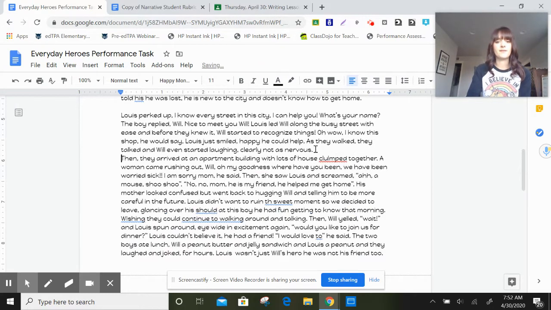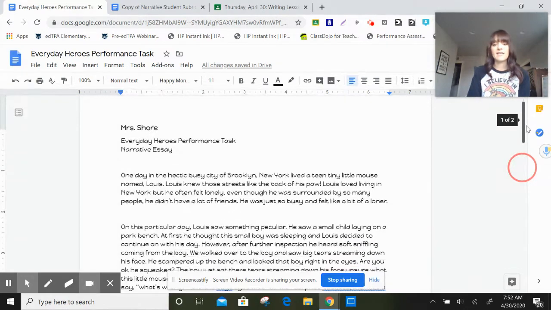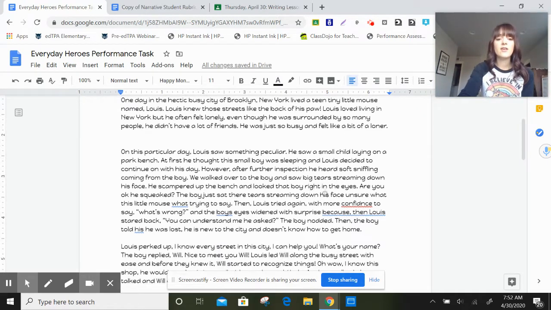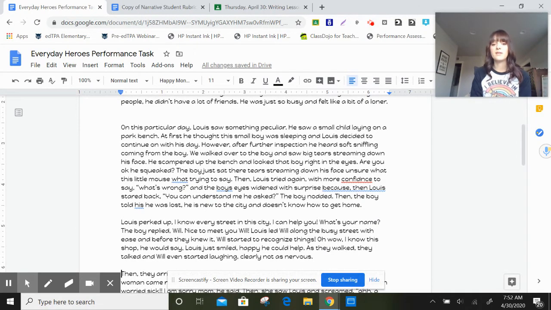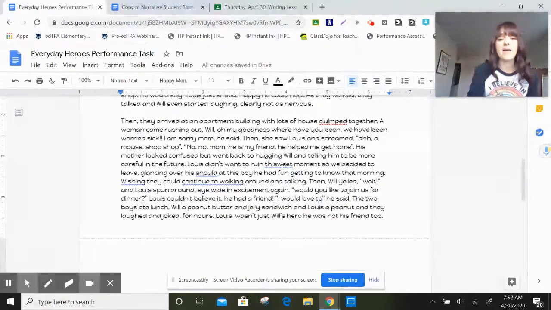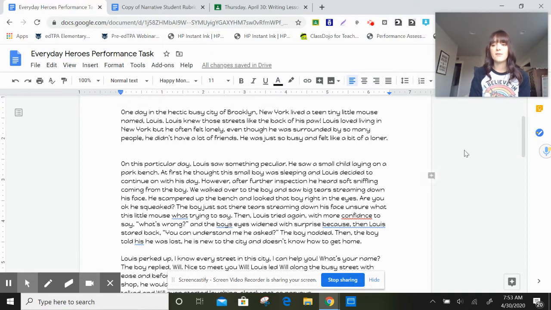Here it is. Okay. So do you see how we have different sections here? This is like the introduction of my essay. I'm talking about how we're in New York. Our main character is a little mouse named Lewis. Then Lewis finds Will, who needs some help. Then he's helping him. And then they arrive back at his house, right? So I'm going to add more to our problem here because basically we just have a problem of Will being lost, but let's create a problem for them on the way home.